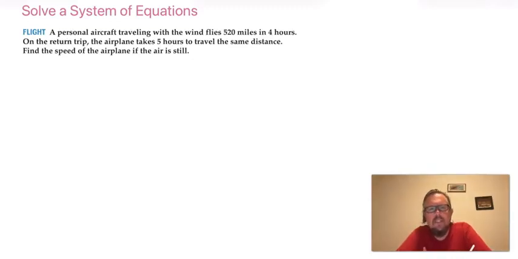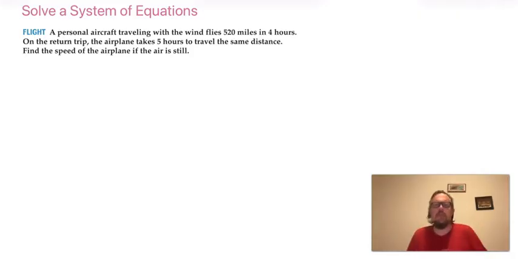This kind of system of equations problem is another that's very common, where you have to find the speed of an object moving. In this case, it's an aircraft that's flying both with the wind and against the wind. Sometimes it's a canoe that's traveling with the current and against the current, but it's a really common type of problem.